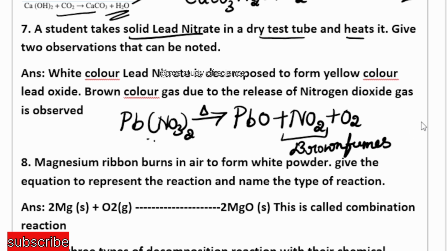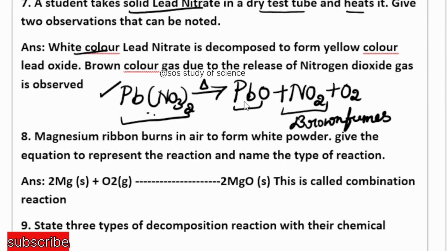Very easy. Lead nitrate is first of all white in color. When it is heated, this type of reaction we call thermal decomposition. A single reactant is undergoing decomposition to form two or more products, my dear students. So when it is decomposed, it forms lead oxide, brown color fumes, that is the nitrogen dioxide, and also oxygen is formed.